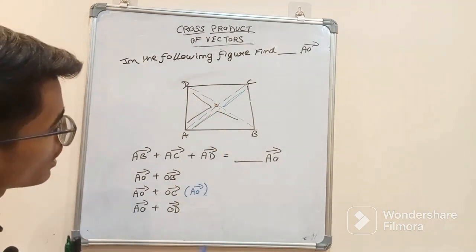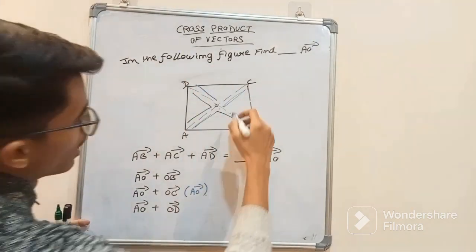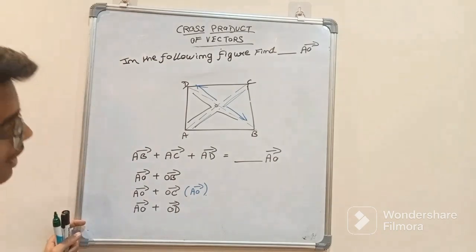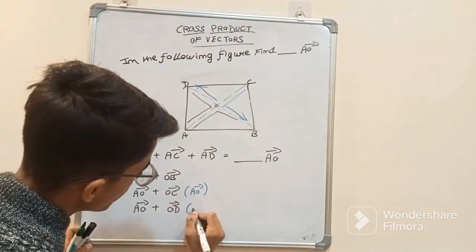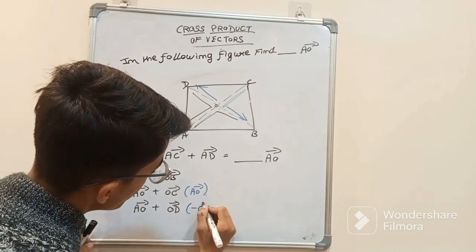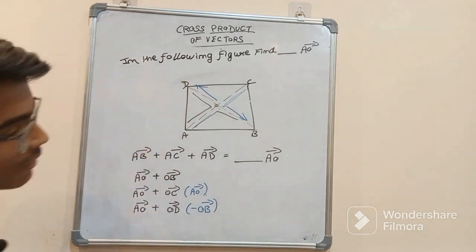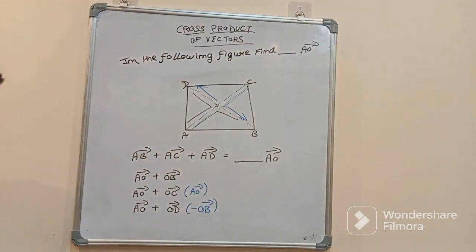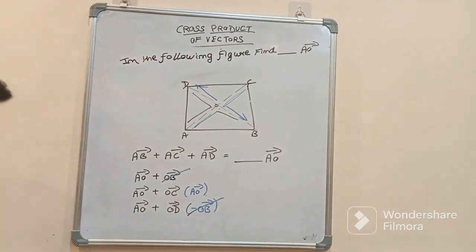And this OD vector, we can see OD vector is in this direction. And this OB vector is in this direction. That is, the directions are opposite. So can we write it as negative of OB vector? OD vector is negative of OB vector. That's so obvious. Now, this OB and this negative OB will cancel out each other.